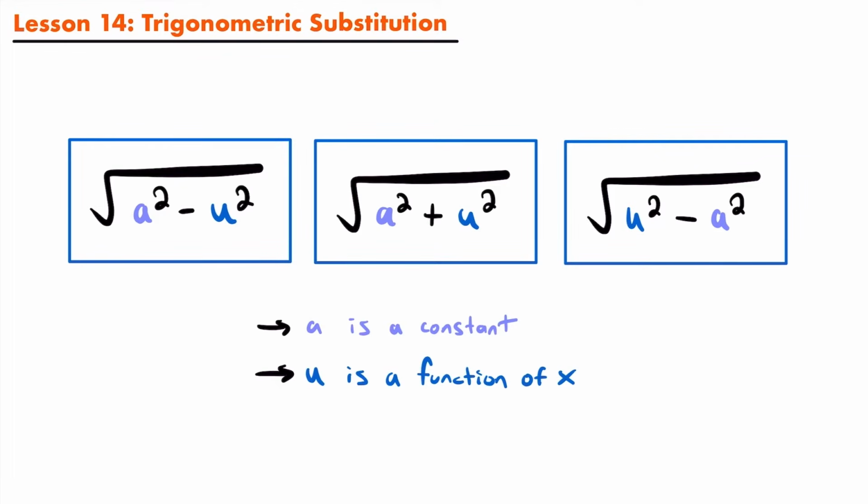And so what we're going to do is replace u, our function of x, with an appropriate trig function that will then allow us to simplify our radical functions to a trigonometric expression that we then know how to integrate. And choosing that appropriate trig function to set equal to u is going to depend on which of these three forms you see within your integral. And so let's take a look at each of these forms individually and which trig function we are going to substitute in for u in each case.